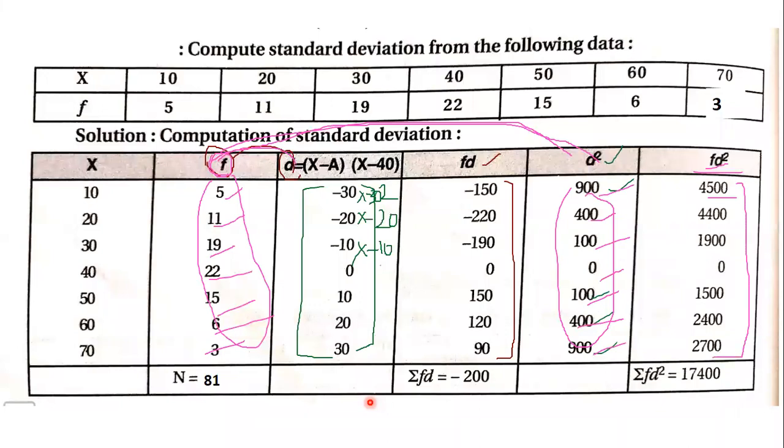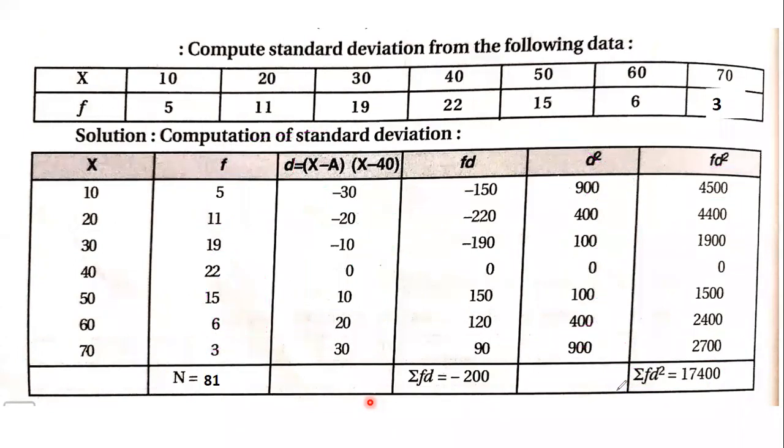Now, once we find all of these numbers and add them up, that will be called sigma fd square. For our calculation, for the formula, there are three major things which we require. That is the total of frequency, which is called n. N is equal to 81, the total of sigma fd is minus 200, and sigma fd square is 17,400. So we have got three major things to apply in the formula.